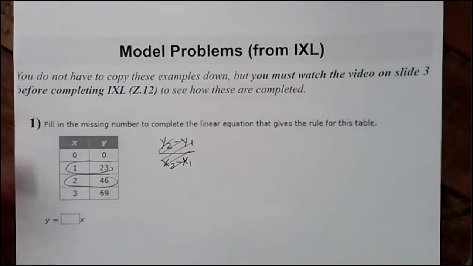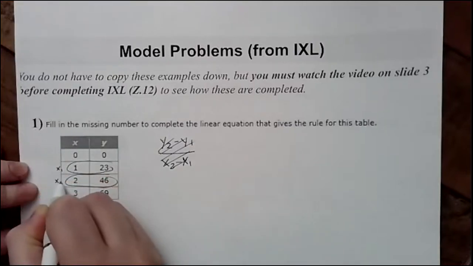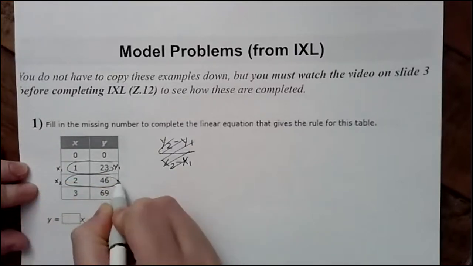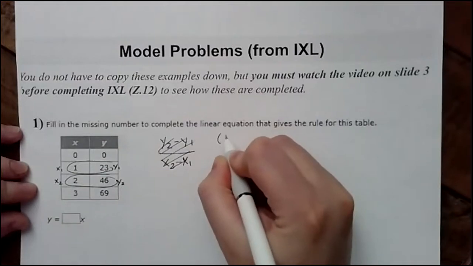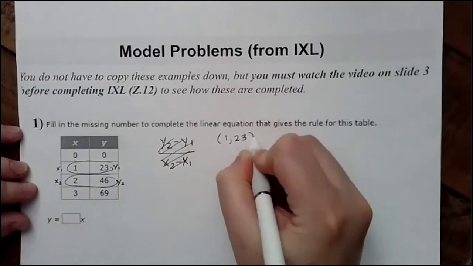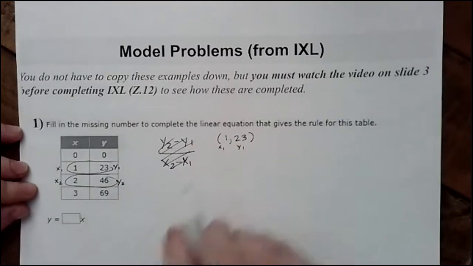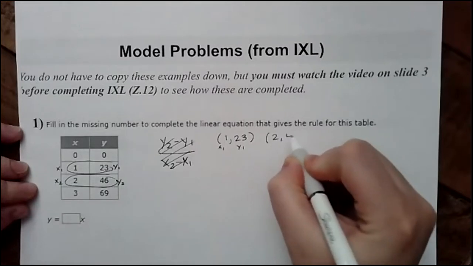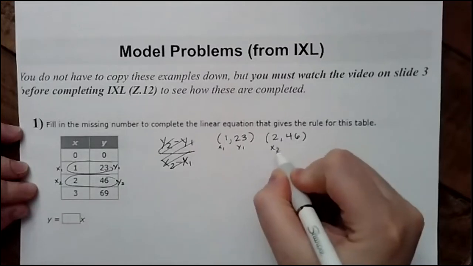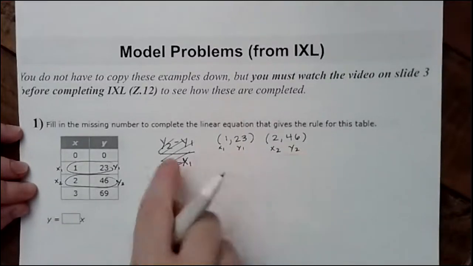Now, since these are in order, from top to bottom, this is going to be my x1 and my x2, my y1 and my y2, okay? So I'm just going to go ahead and restate the pairs over here. I have 1 comma 23, which is my x1, y1. And then I have 2 comma 46, which is my x2, y2. Okay? Pick 2 points, plug it into the formula.